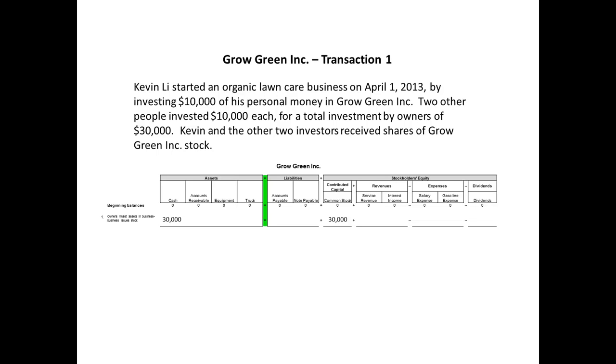We started with 0 cash and added $30,000, so our new cash balance is $30,000, and the same with common stock. And now a very important step. Make sure that the left side of the accounting equation equals the right side. Our assets add up to $30,000 on the left side of the equal sign, and our liabilities plus stockholders' equity add up to $30,000 on the right side of the equal sign. So the accounting equation is in balance.